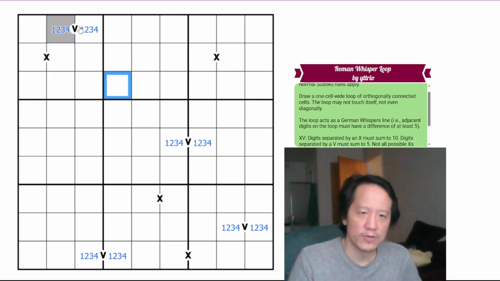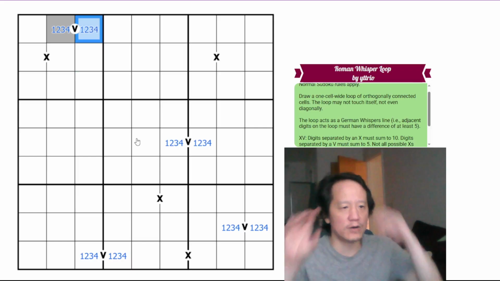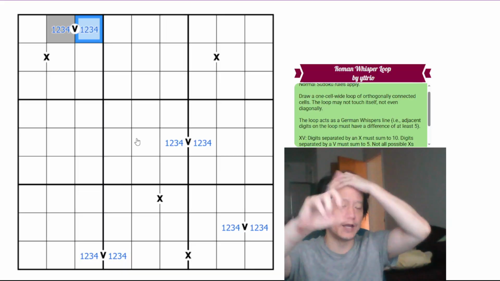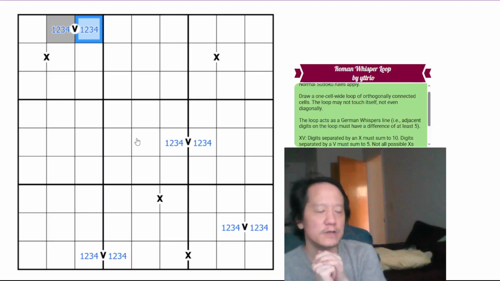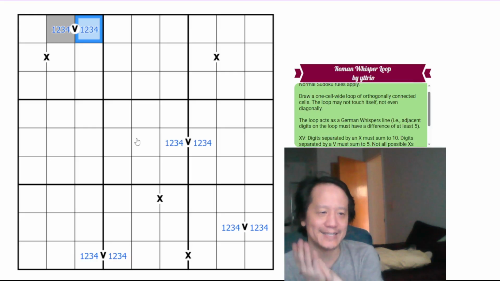We're going to mark them gray. This must be on the loop, so we're going to mark this as blue. And we're going to alternate between blue and red on the loop, because we know on a German whisper line, if you have a low digit, it must be next to a high digit on the loop. And a low digit is 1 through 4.